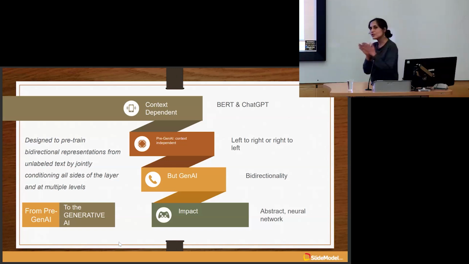Starting with BERT and up to state-of-the-art ChatGPT, these GenAI tools could read from left to right or right to left. Technically speaking, this is called bidirectionality. So it can read at different levels and in both directions. This is what gives these GenAI tools the ability to create content upon prompt.